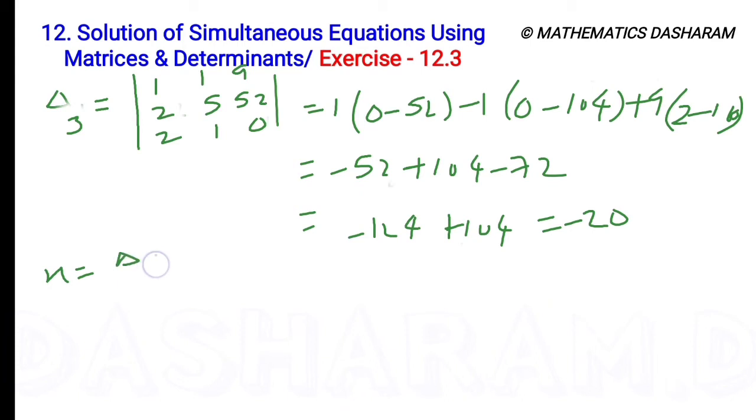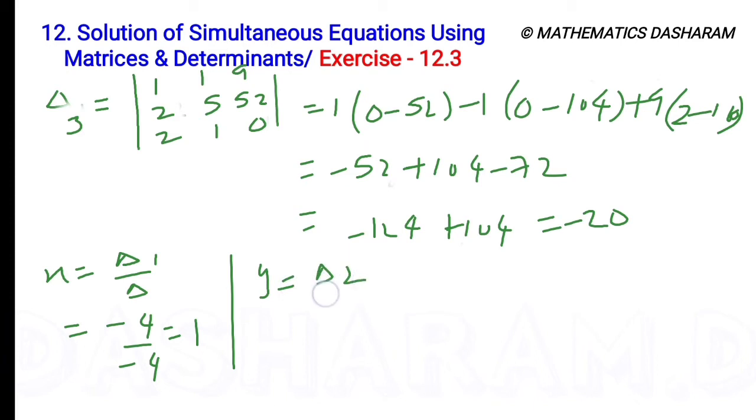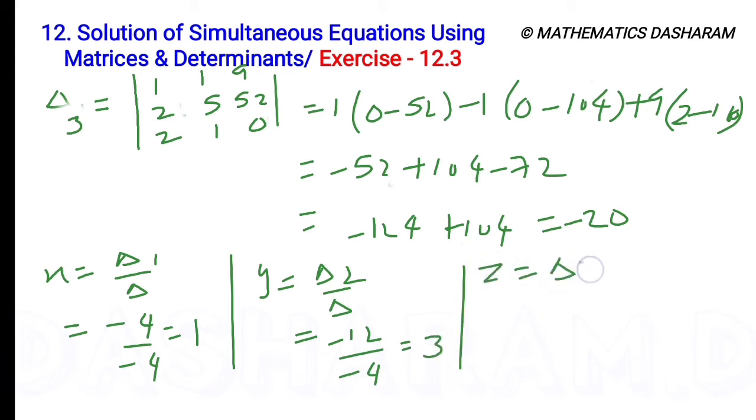Let's find our required answer. x is delta 1 by delta. Delta 1 is minus 4, delta is minus 4, so x equals 1. Next, y equals delta 2 by delta. Delta 2 is minus 12 and delta is minus 4, so y equals 3. Next, z equals delta 3 divided by delta, so minus 20 divided by minus 4, which is 5.